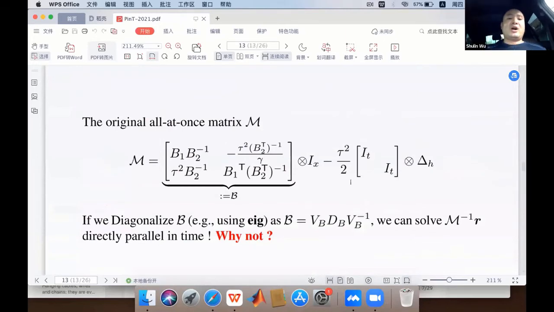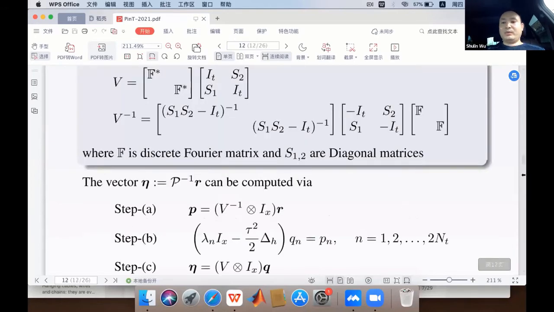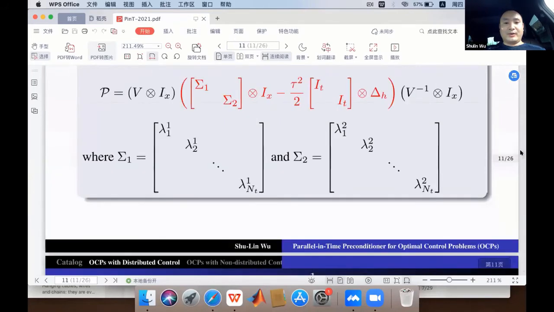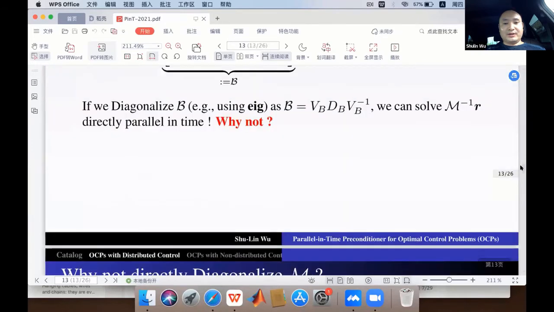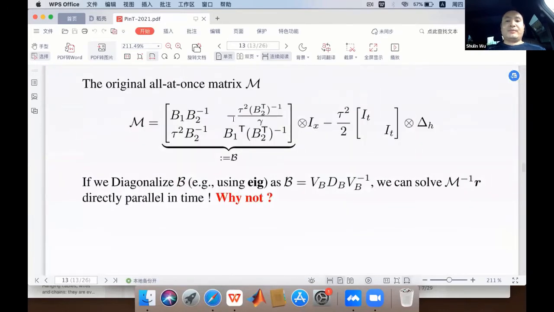The original all-at-once matrix M is given like this. So we may ask if we can diagonalize B, in this form. We can also solve the original all-at-once system directly parallel in time. So why not? Because we can always diagonalize this matrix by many numerical methods, such as the eig function in MATLAB.